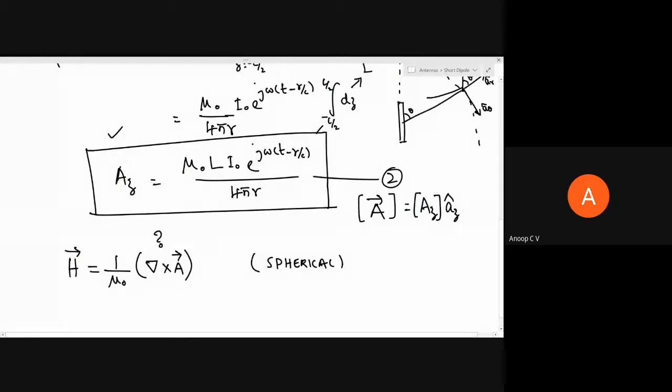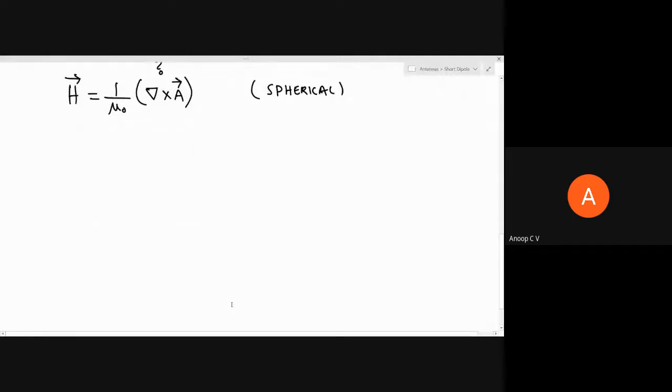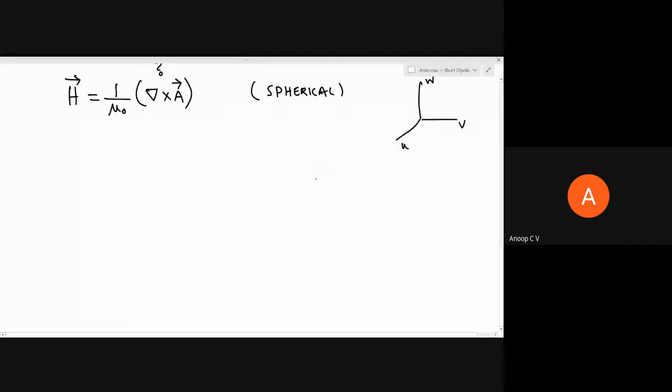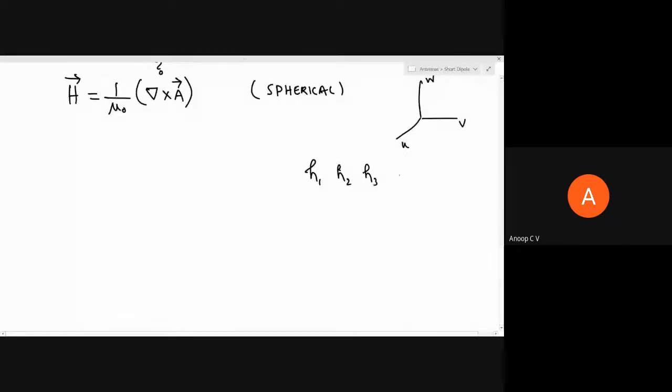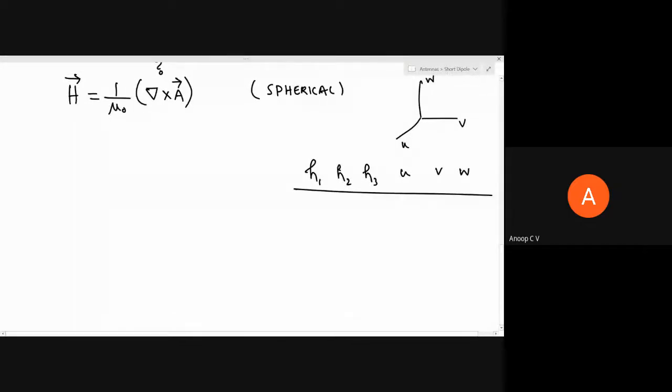So now we have to find H as 1 by mu naught times del cross A, right? So how to write curl expression in spherical coordinate? As I told yesterday, in a general curvilinear coordinate system, suppose you have some references U, V, and W. These U, V, and W can be X, Y, Z, R, theta, phi, or rho, phi, Z. So in general, if you study the expressions for divergence, curl, gradient, Laplacian, all those things, it's easy. So I'll draw the table of yesterday once again: H1, H2, H3, U, V, and W.